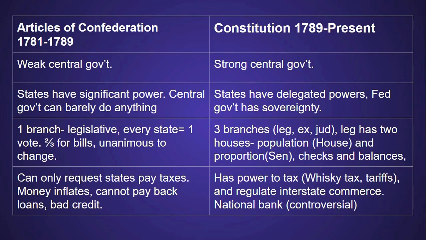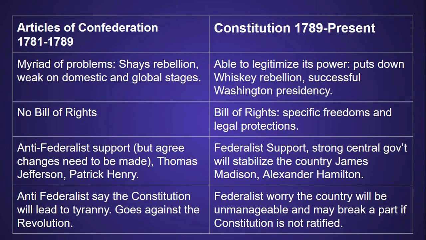This is seen in the whiskey tax, which was implemented shortly after the Constitution took hold, and tariffs that were instituted under Hamilton's financial program in the 1790s. Also, the Constitution was more elastic because of the necessary and proper clause, allowing for the government to do things that were not specifically stated in it, like have a national bank. Although this would be very controversial, and I cover that topic with more depth in other videos. A few more comparisons to cover.